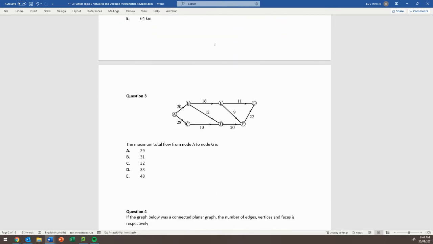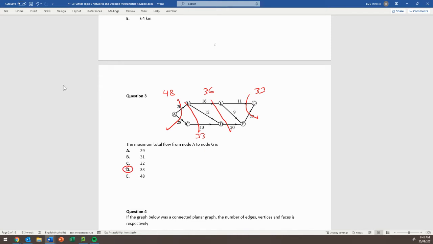The maximum total flow from node A to node G. So node is just another word for vertex. All right, so this is a max flow min cut question. So a bit of trial and error again. Try a few different ones. This would be 48. This would be 33. I went through the middle, 36. I went through here, that's also 33. And that's our answer, 33.